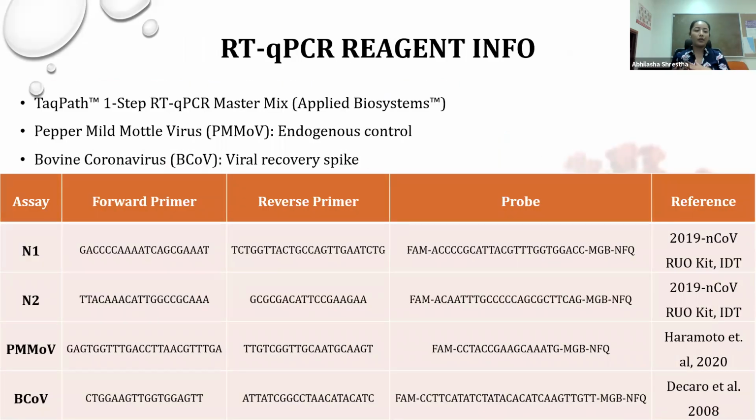So now that I've gone briefly through the method, here is some information about the reagents and primer probes we used for our method here in Chicago. We use the TaqPath one-step RT-qPCR master mix. For the SARS-CoV-2 target, we use the CDC assays targeting the N1 and N2 genes. We also test for the pepper mild mottle virus, which is used as a fecal marker strength, and also for bovine coronavirus, which we use as our recovery control.